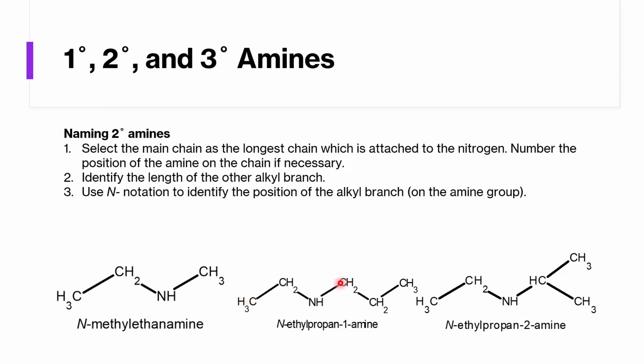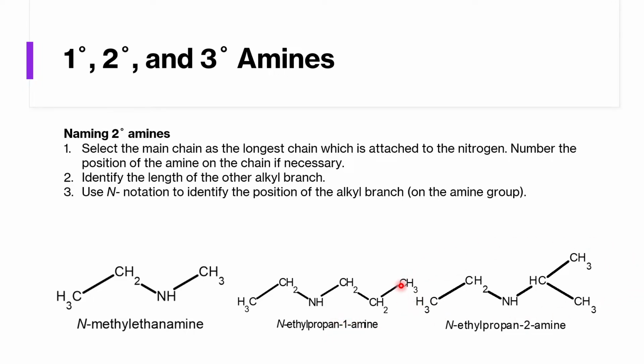This has 2 carbons and this has 3. This makes the right-hand side our main chain. So this is a propane amine and the alkyl group is N-ethyl. So put that together, N-ethyl propane amine. I'll come back to this one in a second.